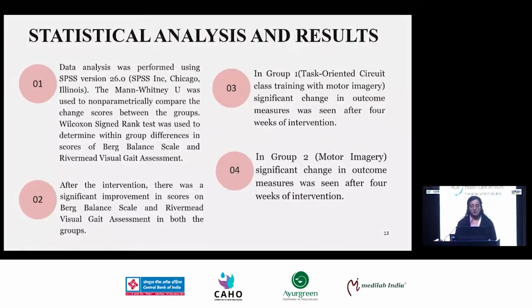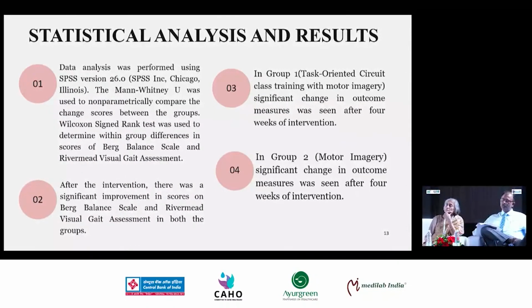Data analysis was performed using SPSS version 26.0. The Mann-Whitney U test was used to non-parametrically compare the change score between the groups. Wilcoxon signed rank test was used to determine within the group differences in the scores of Berg Balance Scale and Rivermead Visual Gait Assessment. After the intervention, there was a significant improvement in scores on Berg Balance Scale and Rivermead Visual Gait Assessment in both the groups.